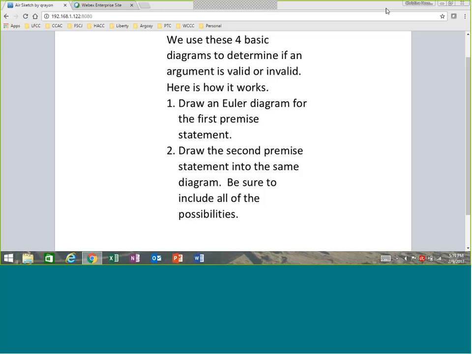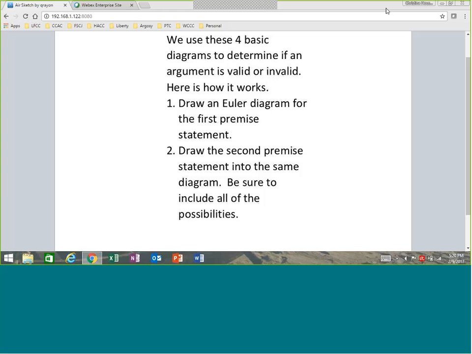So it's basically 3 basic steps. Here's the first 2. We draw an Euler diagram based on the first premise statement. We're going to be looking at 2 premise statements. There can be more, but we're going to look at 2. So based on the first premise statement, we draw an Euler diagram. And then we use that same diagram to draw the second premise statement.